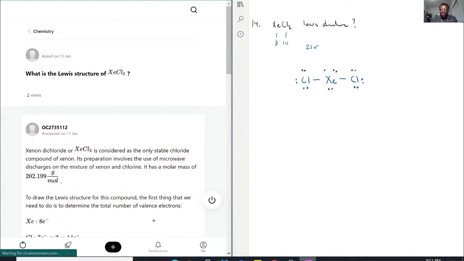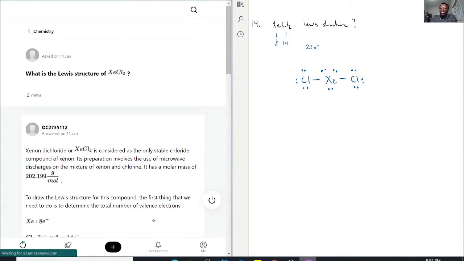So it's going to be 3, 4, 5, 6, 7, 8. That right there would be xenon dichloride. Now we're going to check to see if we actually have 22 electrons. 2 bonds, so 4 electrons there. And we have 3, 6, 9 lone pairs. 9 lone pairs, that's 18 electrons, plus 4 from the bonds. We do indeed have 22 electrons total.